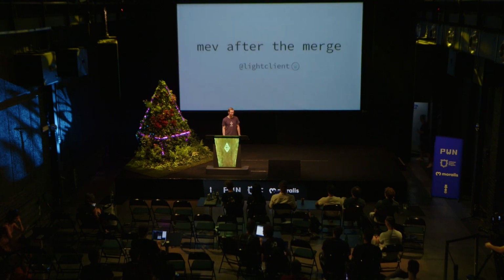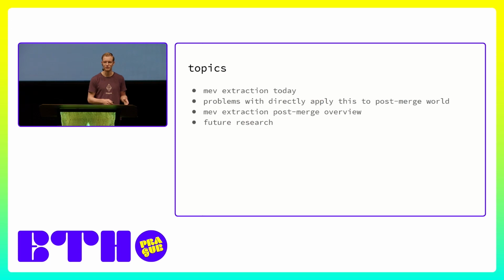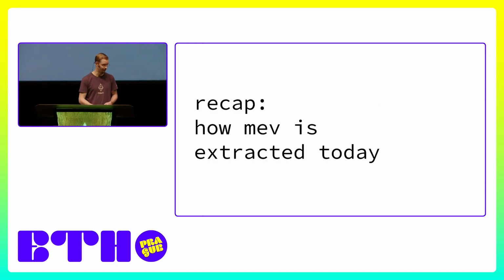Good morning, everyone. I am really excited to be here to give an overview of how MEV extraction will look after the merge. So to do that, there's a couple of things I want to talk about. First, I want to give an overview of how we're doing MEV extraction today, and then some of the problems of taking this system and directly applying this on top of what we have today with the post-merge world. And then I'll give an actual overview of what the extraction will look like with a set of validators rather than miners. And then just talk about some of the future research that we need to do in this space to get to the ideal world that we would like to be living in.